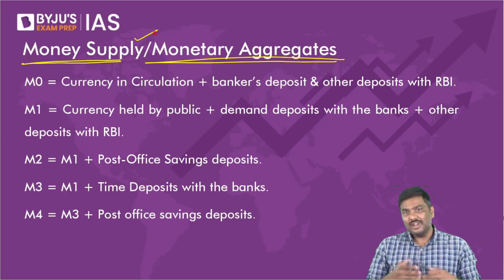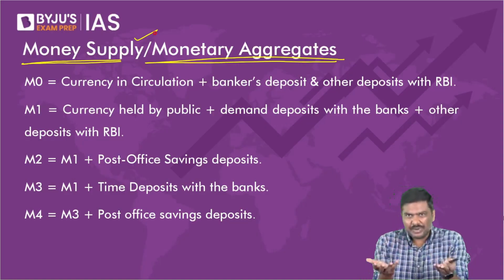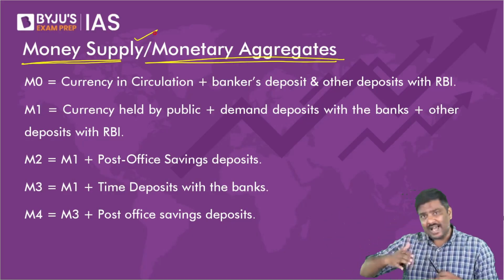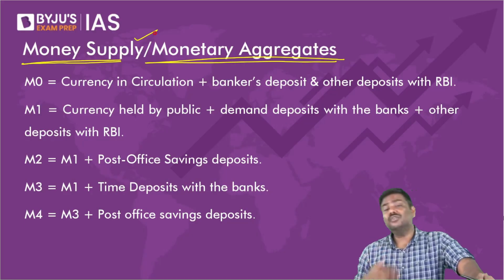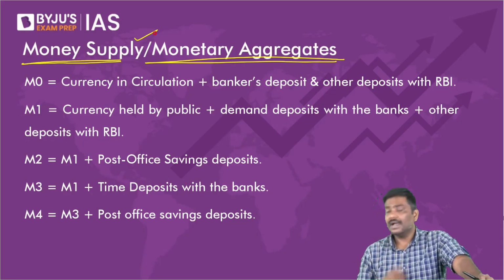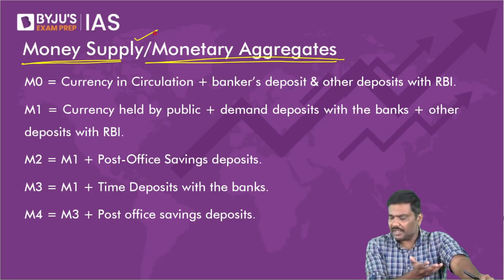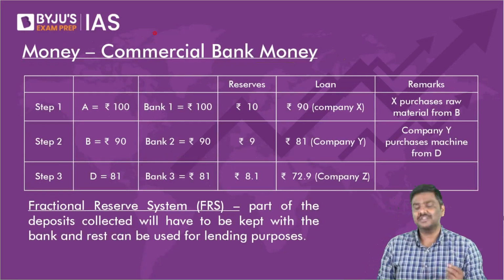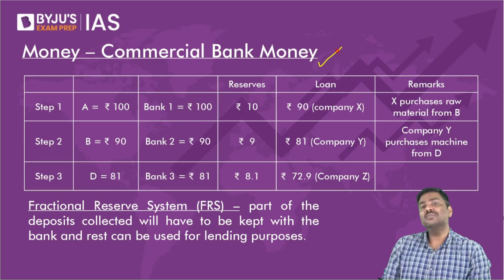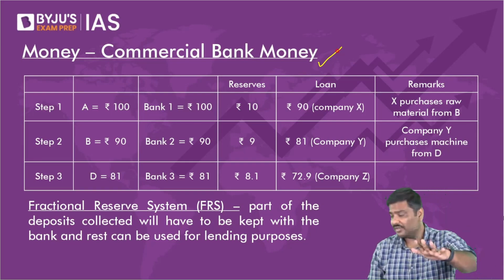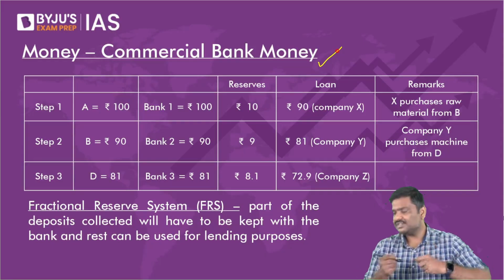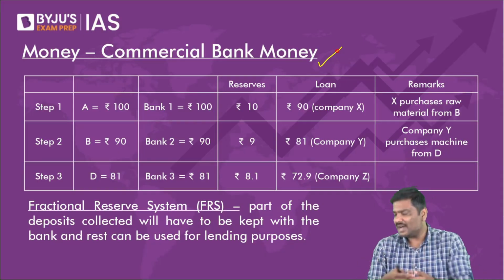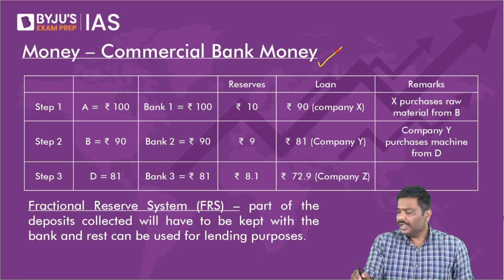Now, what is this idea of a money supply or monetary aggregates? RBI will create money. RBI will print money and supply it to the market. And when RBI supplies it through the fractional reserve system, what do I mean by fractional reserve system? Did we not see the idea of a commercial bank money yesterday? Through the fractional reserve system, the banks will be creating loans, creating credit in the market.